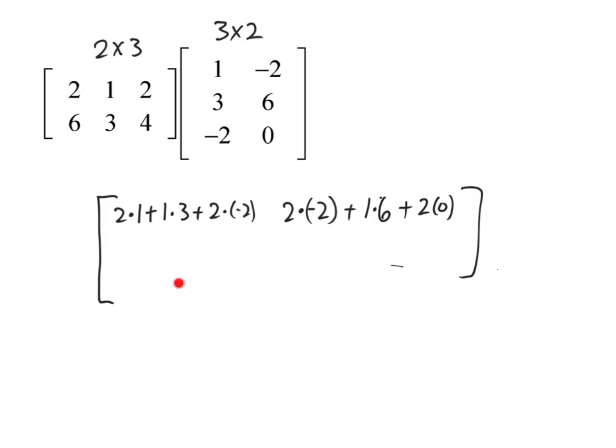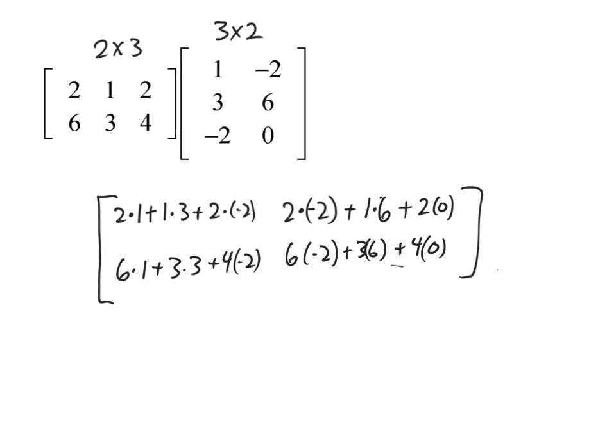Now I'm going to go on to the second row, first column. So it's going to be 6 times 1, 3 times 3, and 4 times negative 2. And then it's going to be second row, second column. So I'm going to use the second row here, second column here. So it's going to be 6 times negative 2, 3 times 6, and 4 times 0, and I'm going to add those together. So 6 times negative 2 plus 3 times 6 plus 4 times 0.